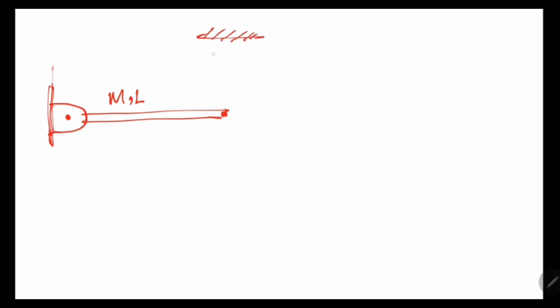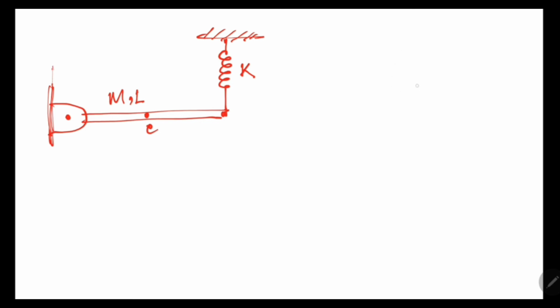Consider a rod of mass m and length L hinged at one end, with a massless spring of spring constant k. Here we have to find the time period of oscillation of the rod.